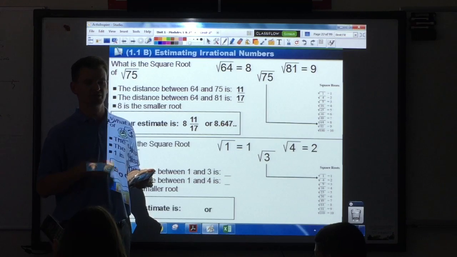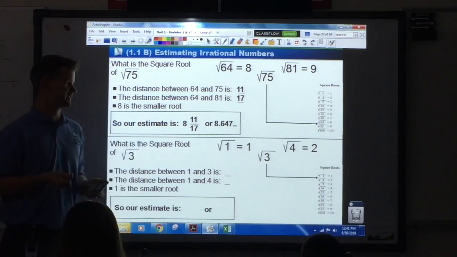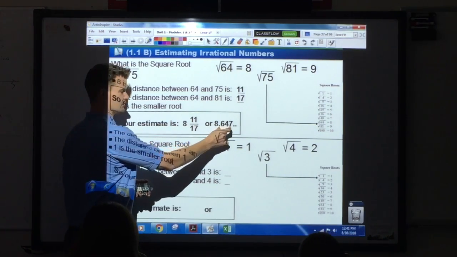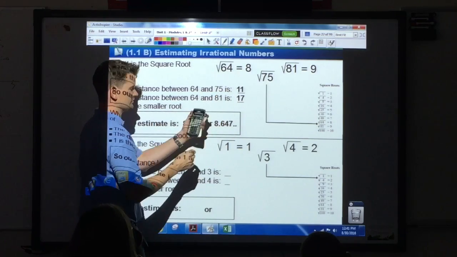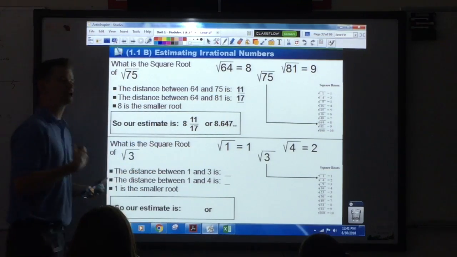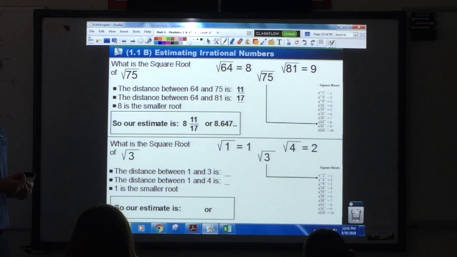We got really close. Remember, this is an estimate. We're trying to get as close as possible. So this is 8.647. The actual root of 75 is 8.66. It is close enough. It's just an estimate. We got 1 more to do.